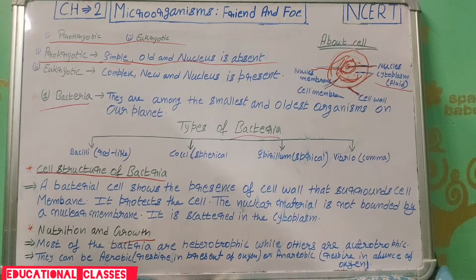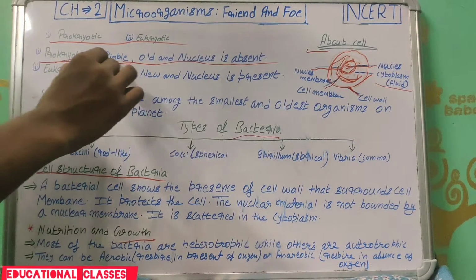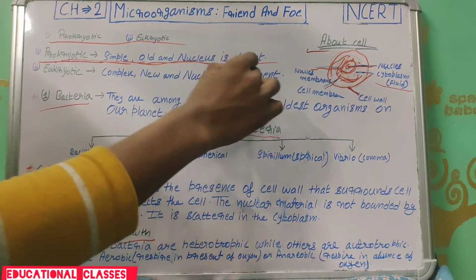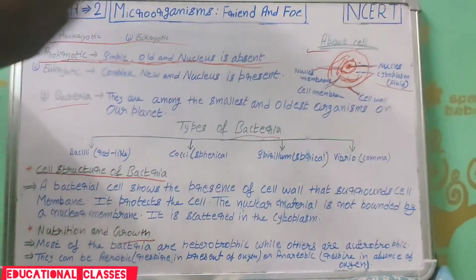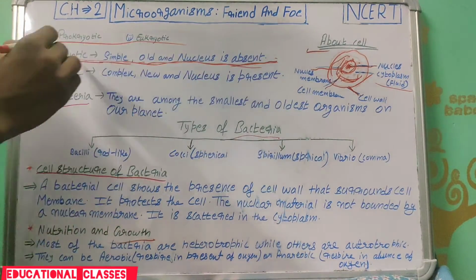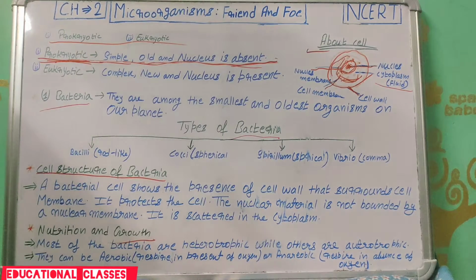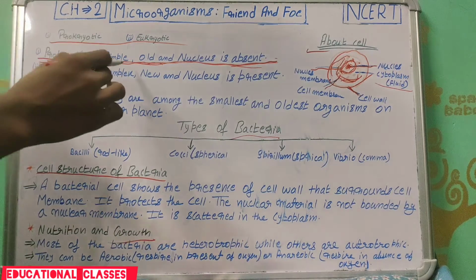So now we know all this about the structure of the cell. We will start prokaryotic and eukaryotic. These prokaryotic cells are simple, old, and the nucleus is absent. The nucleus helps in the division of the cell. जो न्यूक्लियस होता है वो सेल को बढ़ाने में, उसके नंबर को बढ़ाने में, इंक्रीज करने में मदद करता है. So the nucleus is absent in prokaryotic. These are very old cells and simple.